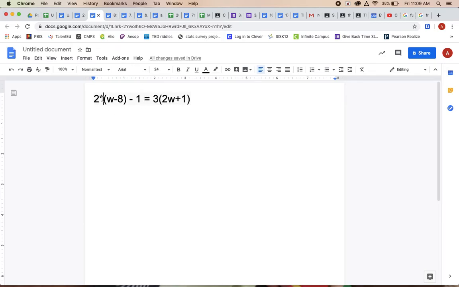Okay, so when you see a number next to a parenthesis, like that, that means that it's multiplication. So 2 times this parenthesis. That means you have to do 2 times this W and 2 times this 8. So that's what I'm going to do first. So 2 times W minus 2 times 8. Don't forget about this minus 1 over here. Then I didn't do anything else with anything else over here, so I'm going to leave it alone. And I'm going to tell myself what I did.